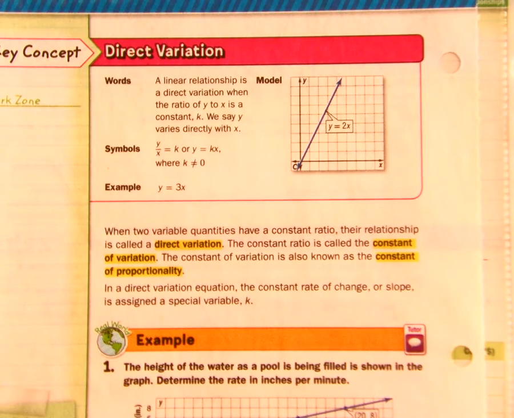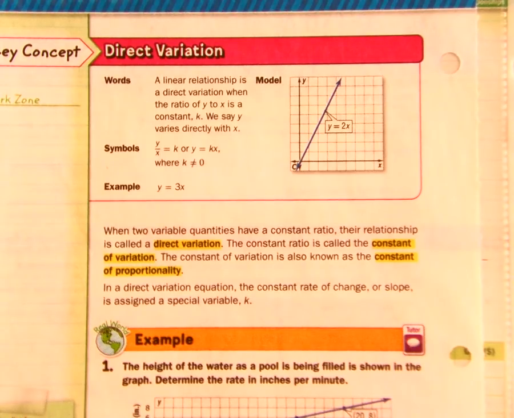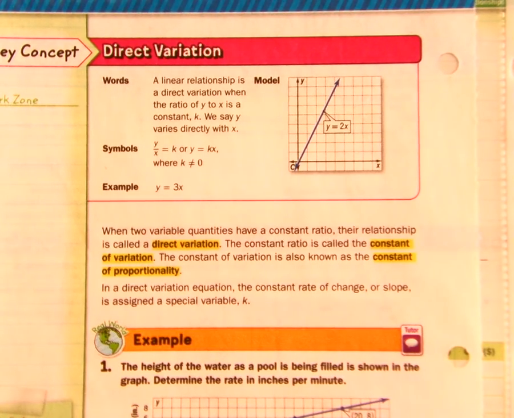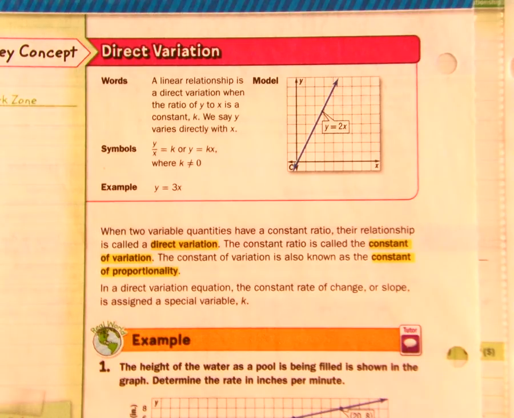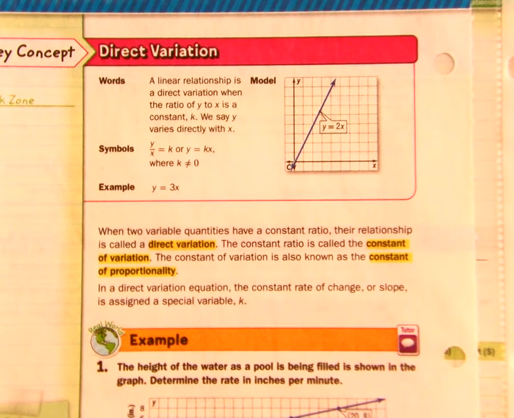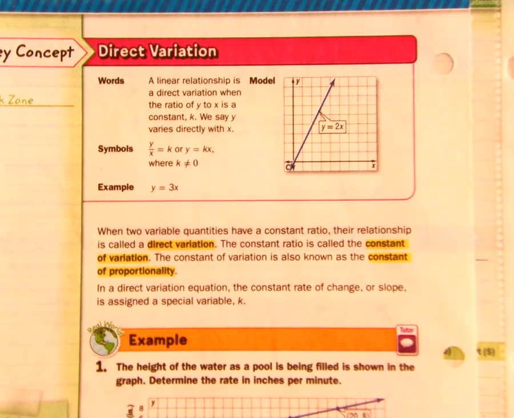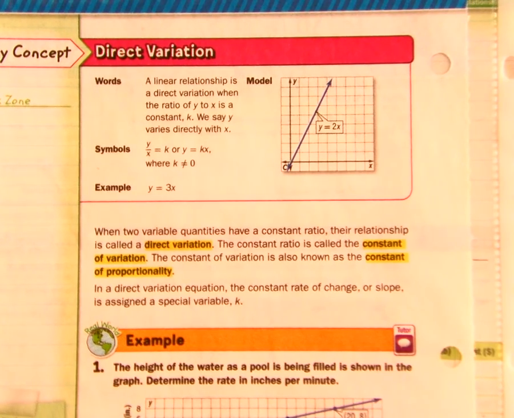In a direct variation equation, the constant rate of change, or slope, is assigned to a special value k. So again, direct variation is the same thing as slope, which is the same thing as our constant rate of change, which is the same thing as our unit rate. So what are we changing by every time?